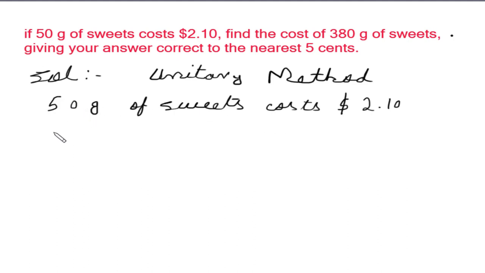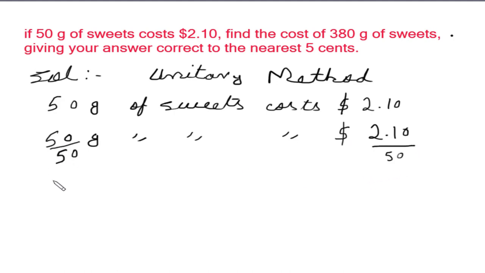Let me do that again. 50 grams of sweets, same as above, cost $2.10. I divide 50 here and 50 here, and for this I will get 1, as the 50s cancel each other. So 1 gram of sweets costs 2.10 divided by 50, which gives us $0.042.